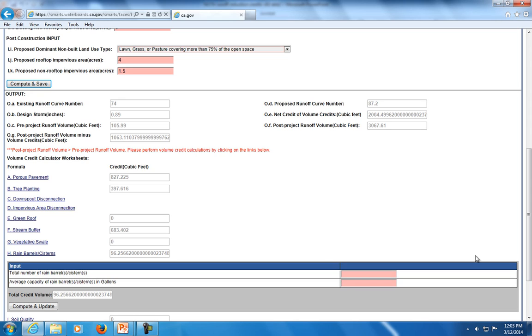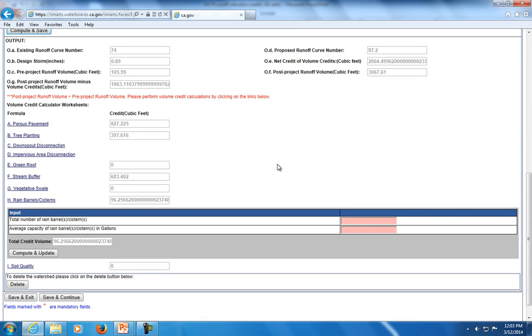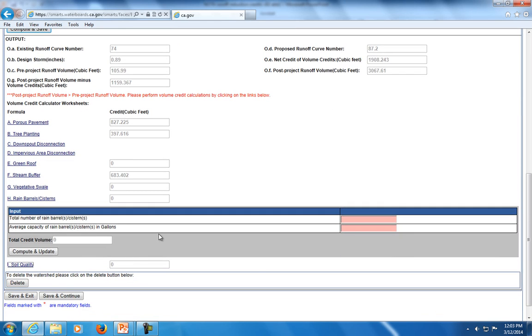And certainly with the drought upon us and future drought cycles, I think rainwater harvesting is going to become a lot more important and a lot more prominent in site designs these days. So that's something that the Water Board wanted to allow designers to take credit for.